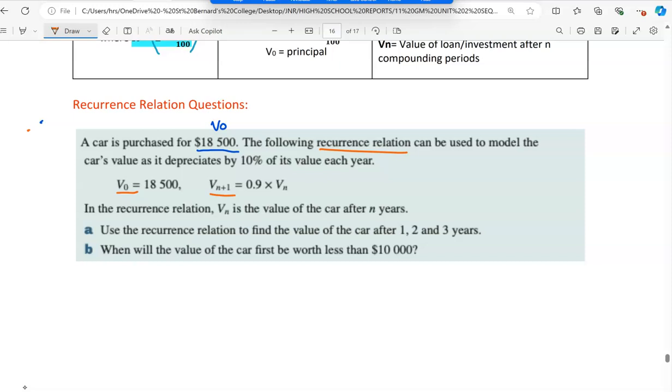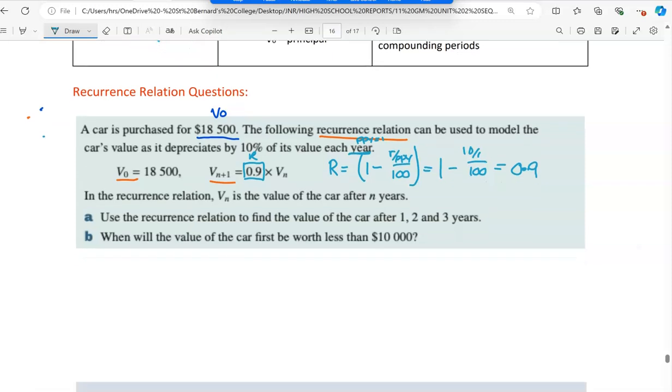Just to have a look here, we can see that they've got this as our common ratio, that big R. Let me show you how they got that. Remember, the formula was 1 minus the rate over PPY over 100. So in this scenario, it'd be 1 minus the rate, which is 10. They're saying each year, so PPY is 1, over 100. And if you do that, you get 0.9. That's how they calculated that. So the value of this car is dropping 10% each year.